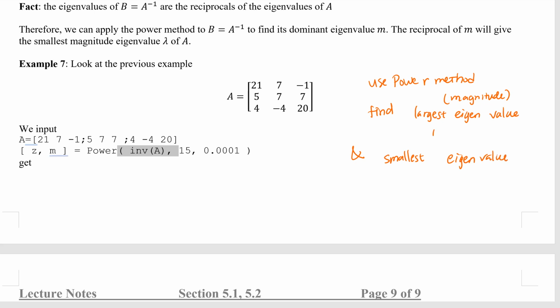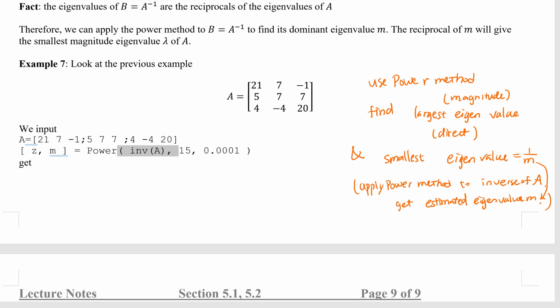The largest eigenvalue, well, this is a direct way to do it, right? Just apply the power method on it. But for the smallest eigenvalue, you need to apply the power method to the inverse of A, and then you get the estimated eigenvalue M. Then our smallest eigenvalue is actually 1 over this M. So far, so good, everybody?